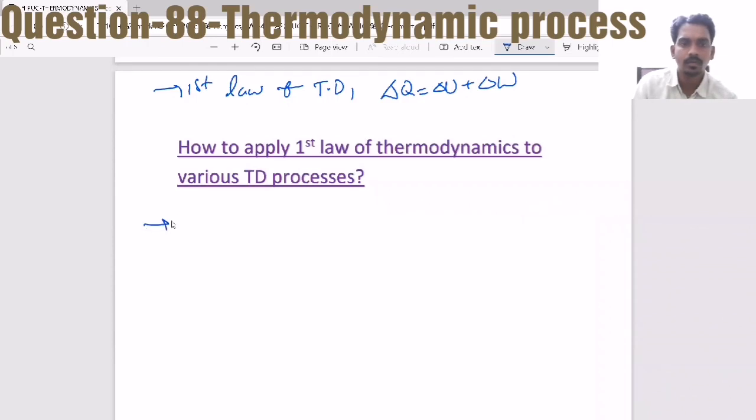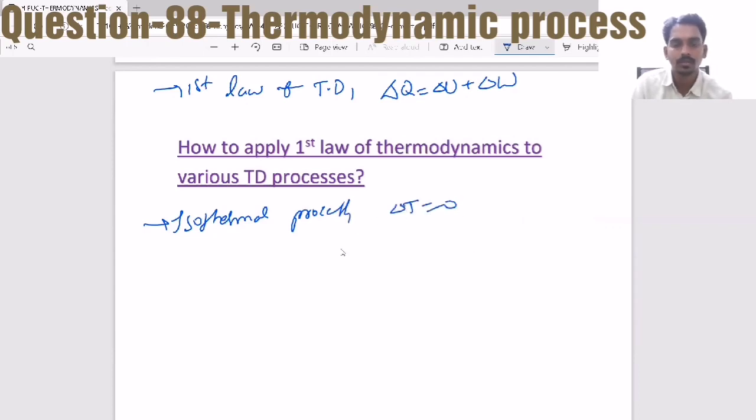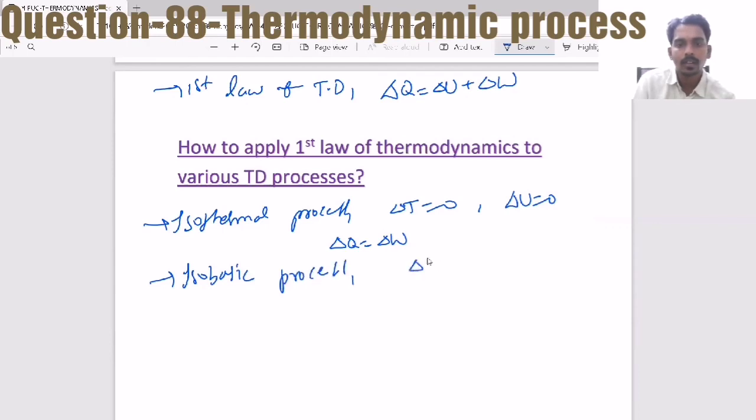Like for the isothermal process, when you consider it, isothermal process means delta T equals 0. So here delta U will become 0. So delta Q equals delta W. And for the isobaric process, when you consider it, delta Q equals delta U plus delta W. So that Cp equals Cv plus R.